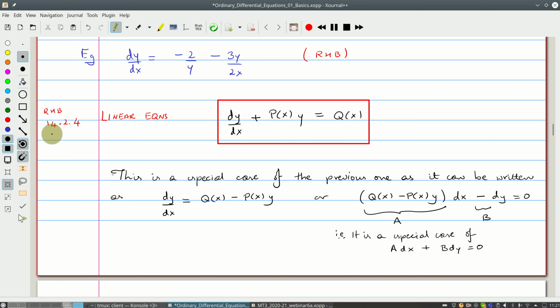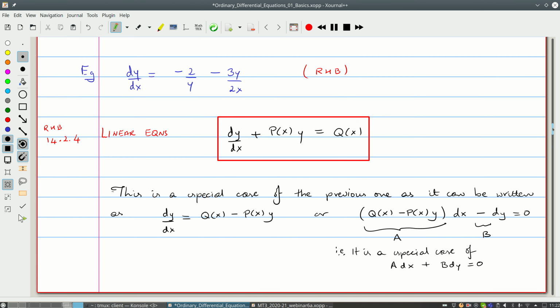In linear equations, this is now Riley, Hobson, and Bence 14.2.4. Linear equations are found quite often, and they are of the form dy by dx plus some function p of x times y is equal to some function q of x. Now you can see that this again is a special case of the differential equations we've got above. You can rewrite this equation, I won't go into the details here, into the form a dx plus b dy is equal to 0. But the reason why we treat it as a special case is because they occur quite often in this particular form.